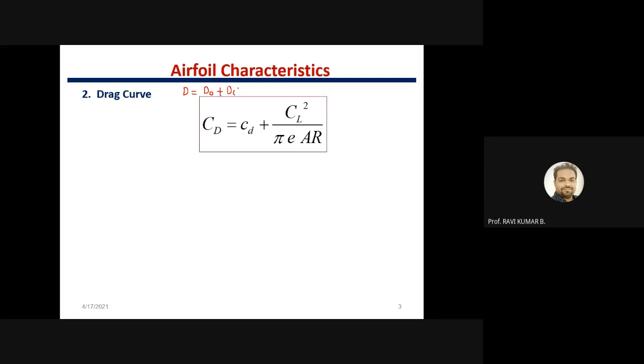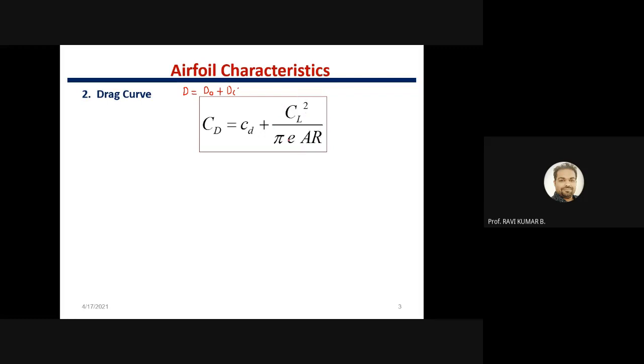If you divide this entire equation by the dynamic pressure, that is half rho V square times S, where S is the wing planform area, you will get the coefficient of drag. So the coefficient of total drag is the coefficient of drag for profile plus the induced drag. Induced drag is given by CL square upon pi e AR, where e is the Oswald efficiency factor, already discussed. So whenever you are generating lift, this term will also appear.